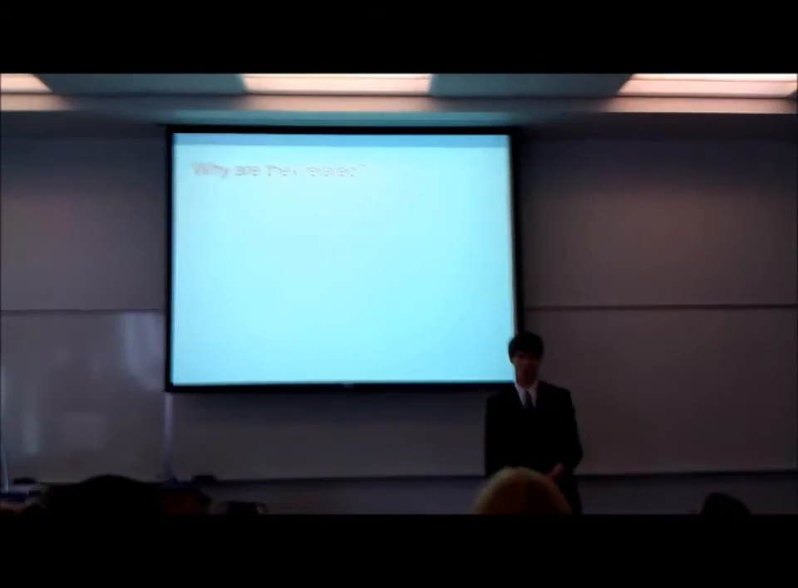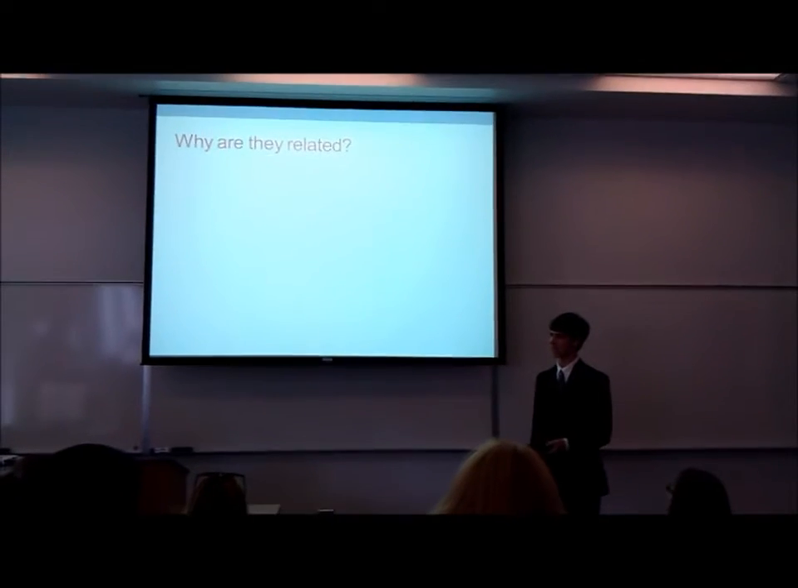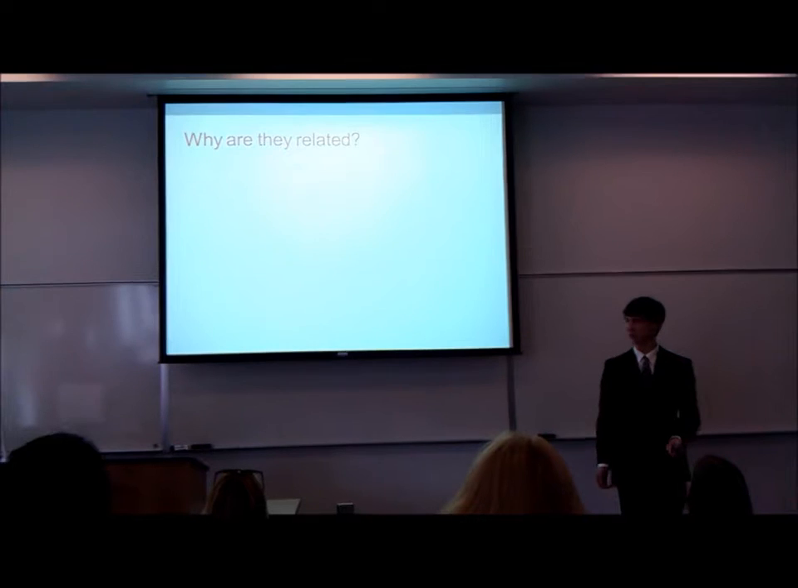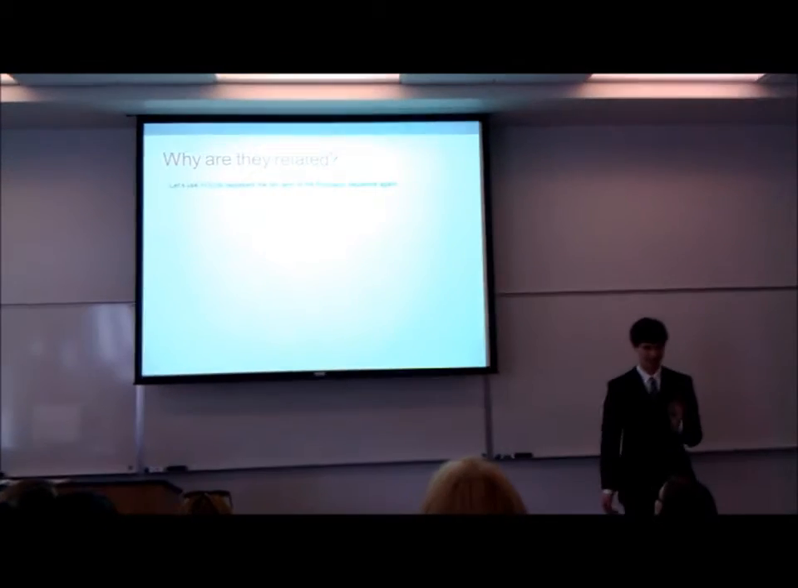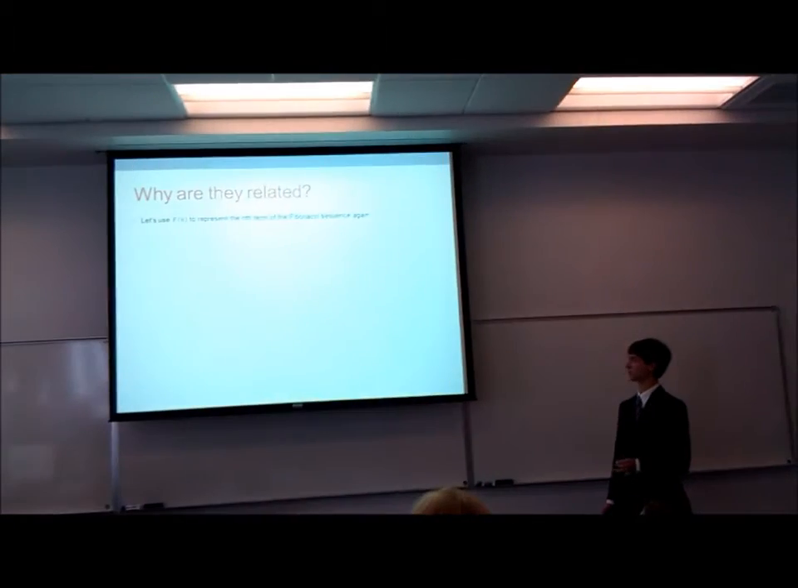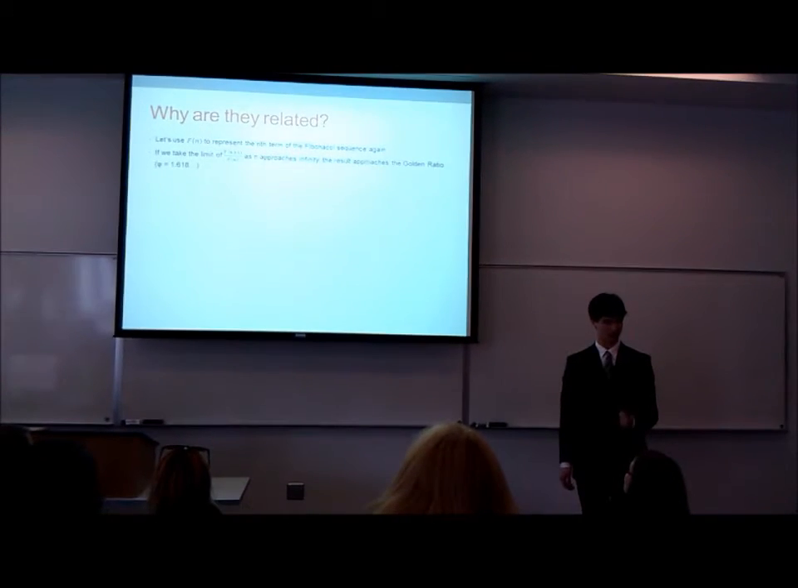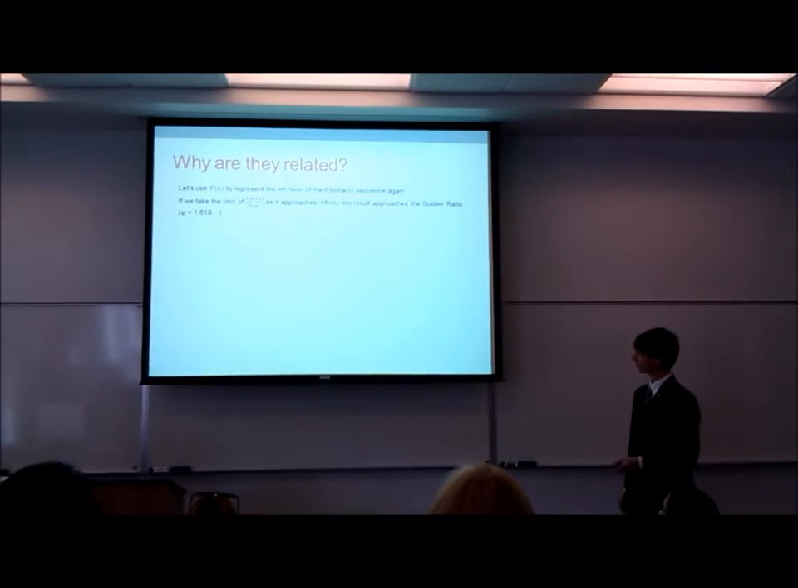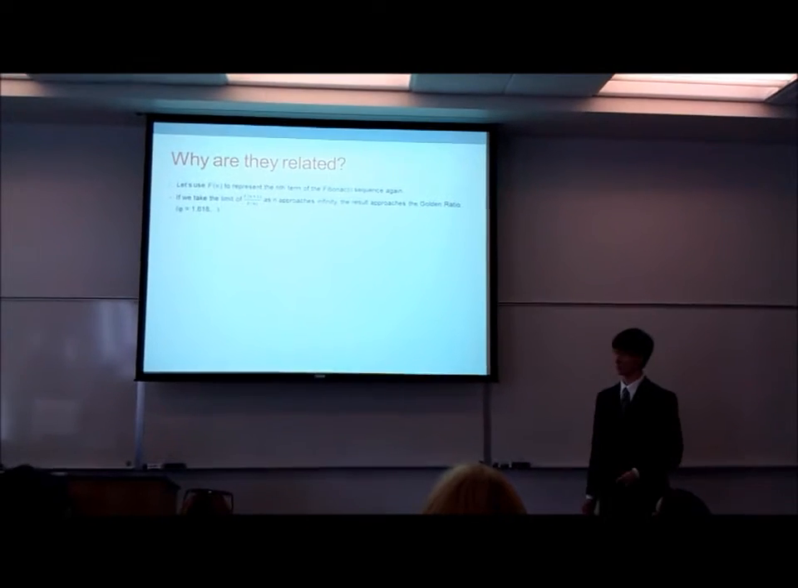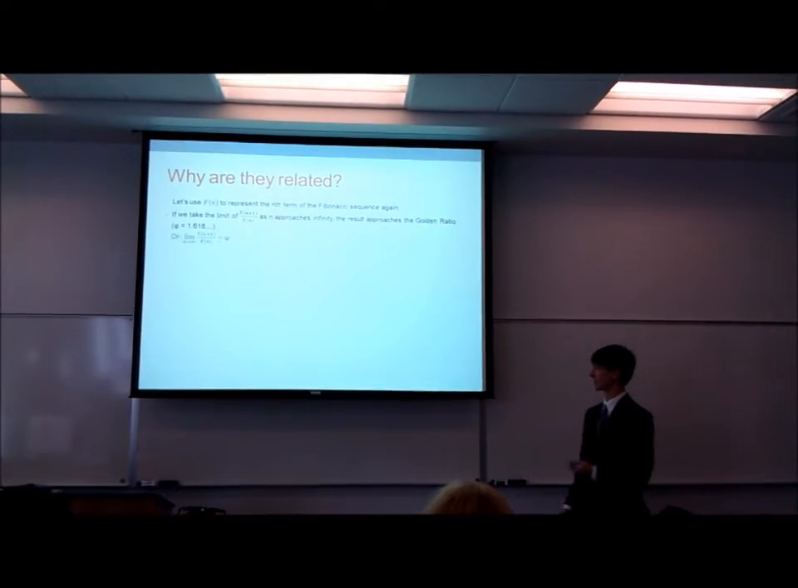Now, why are these two things related? I've got this big long list of numbers and supposedly this pretty ratio. Let's use f(n) to talk about the nth term of the Fibonacci sequence. If we take the limit of f(n+1) over f(n) as n approaches infinity, the result approaches the golden ratio, or 1.618.